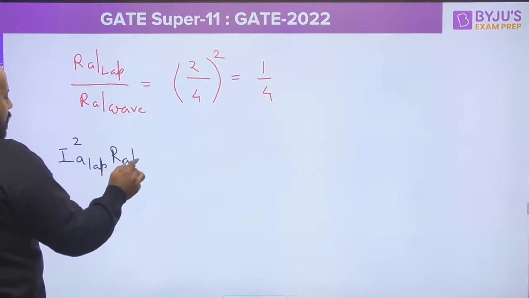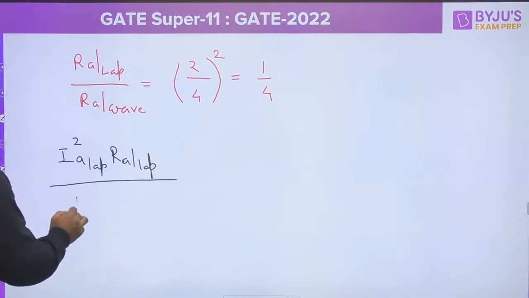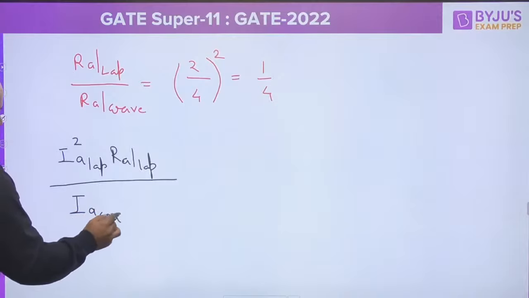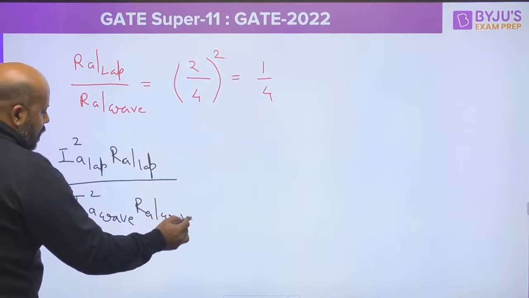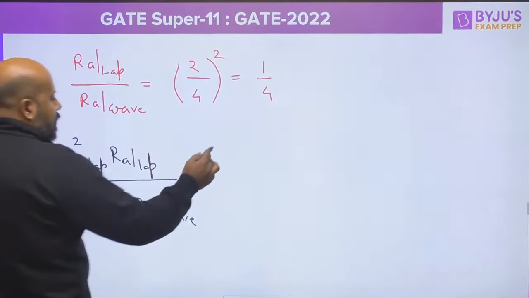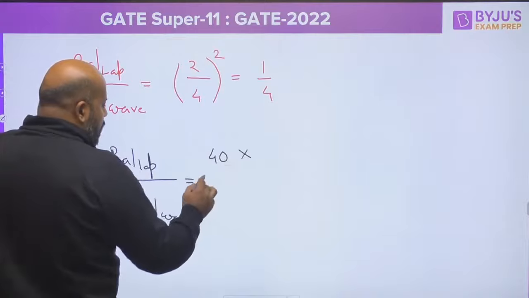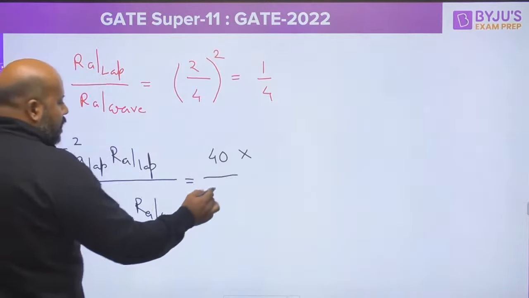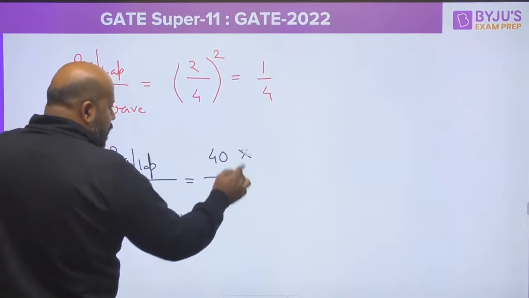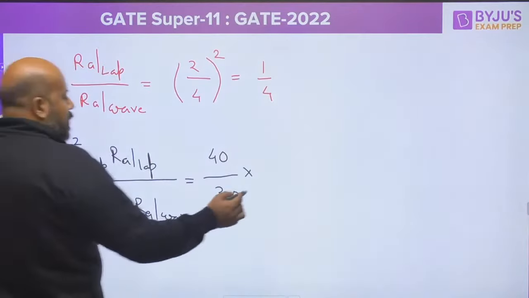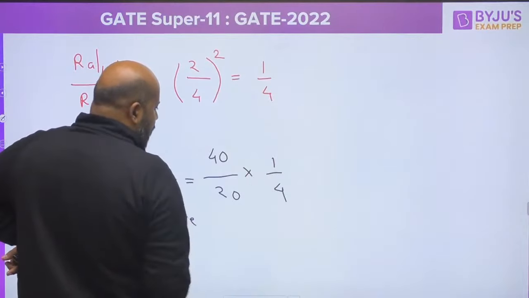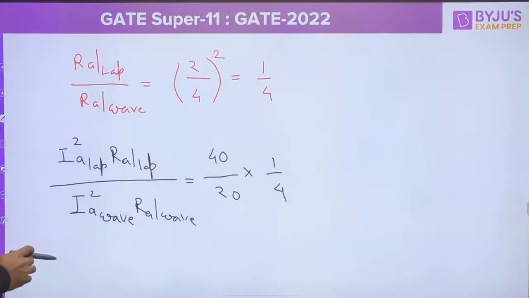Now if you want to write the armature losses for the lap winding and armature losses for the wave winding, what is the current in lap winding? 40 amperes, divided by the current in wave winding, that is 20 amperes. And what is the ratio of the armature resistance for the lap and wave winding? That is 1 by 4. Everything is okay? Have I made a mistake?